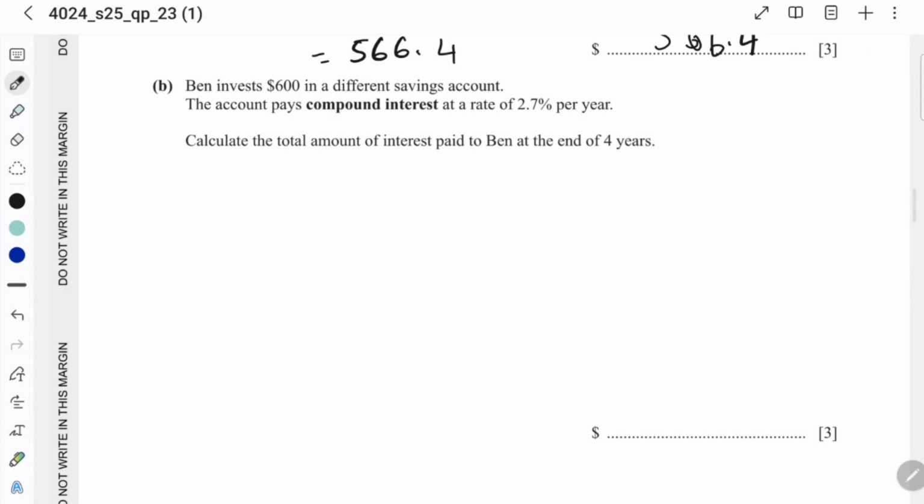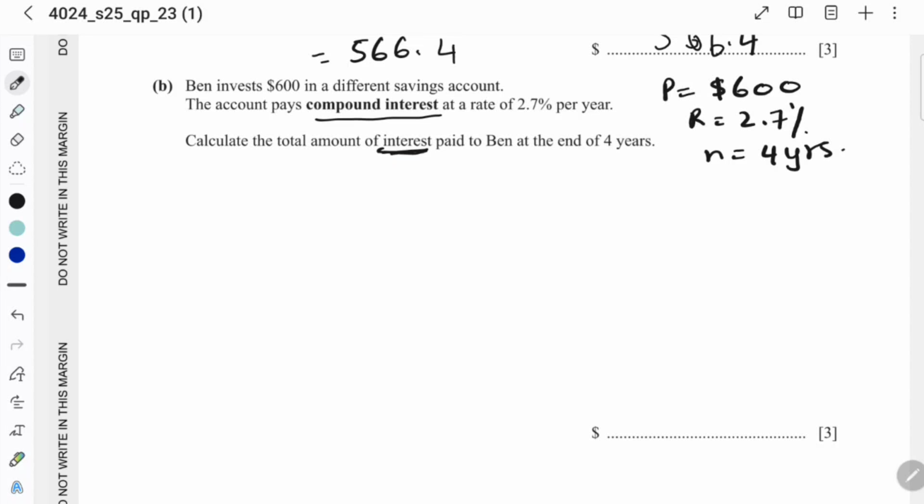Ben invests $600 in a different saving account. The account pays compound interest. You know the compound interest formula. Amount is equal to P times 1 plus R over 100 to the power N, where N is the number of years. The rate is 2.7%. So here the principal is $600 and the rate is 2.7% and the number of years is 4 years. We want the amount of interest paid, only interest, not the amount, and we already have the formula for the amount, so that's why we'll subtract it to find the interest in the last.